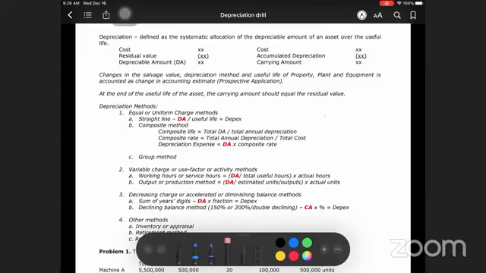So we're now talking about depreciation. For us to compute the carrying amount or the subsequent measurement, di ba, under the cost model or revaluation model, we need to compute the accumulated depreciation. It's either the original accumulated depreciation or the revalued accumulated depreciation to compute the subsequent measurement of our property, plant, and equipment.